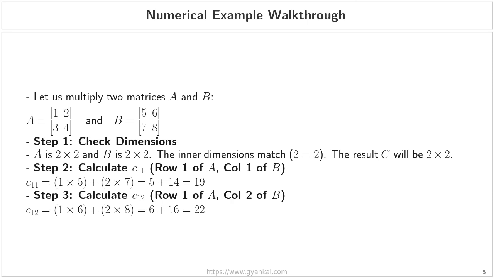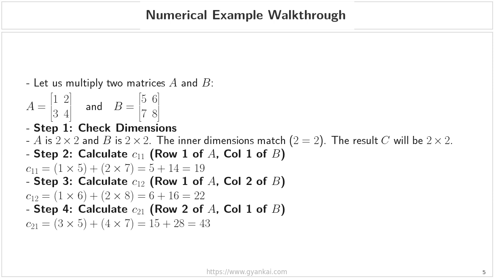Multiplying 1 by 6 and 2 by 8 gives us 6 plus 16, resulting in 22. Moving to the second row of our result in step 4, we calculate C21. Here, we take the second row of matrix A and the first column of matrix B. We multiply 3 by 5 and 4 by 7, which gives us 15 plus 28, equaling 43.